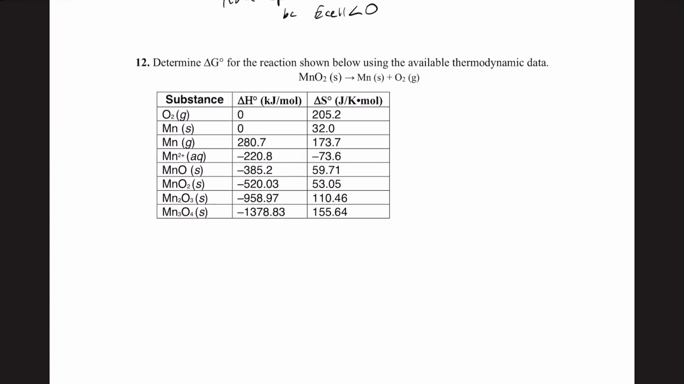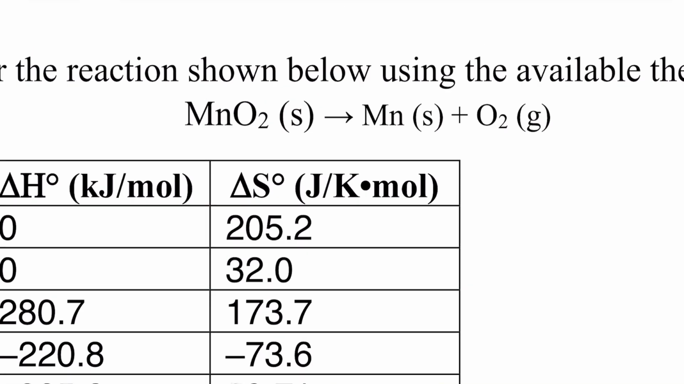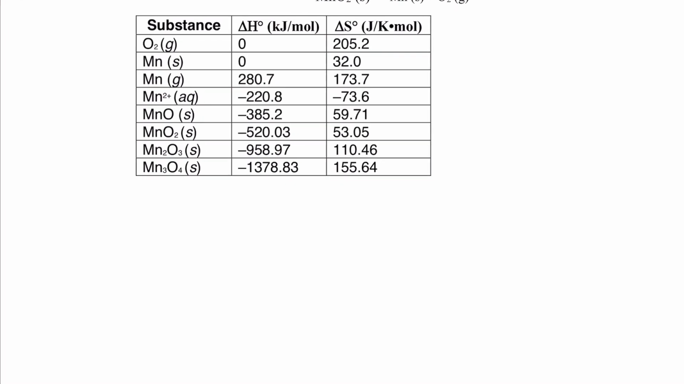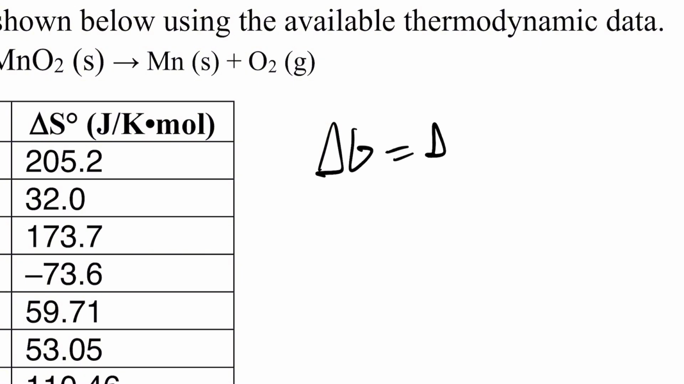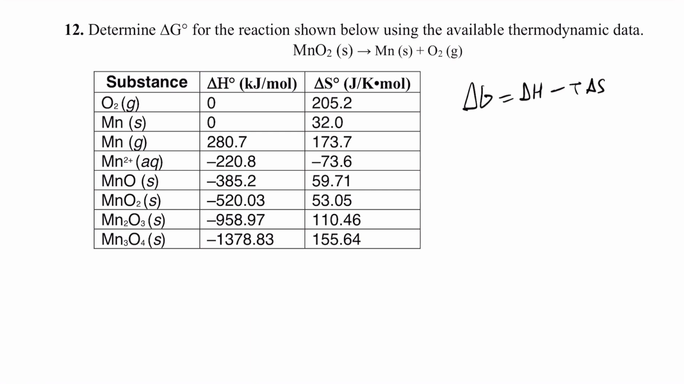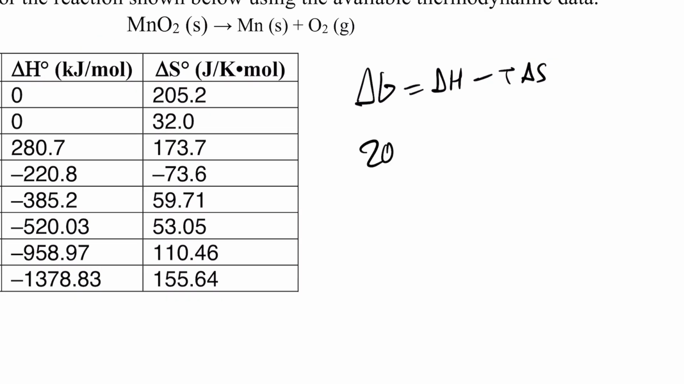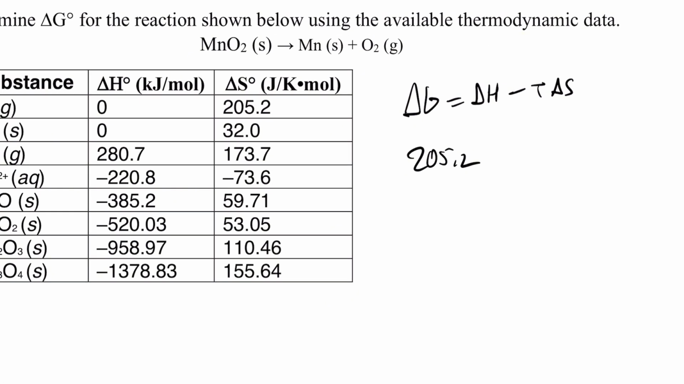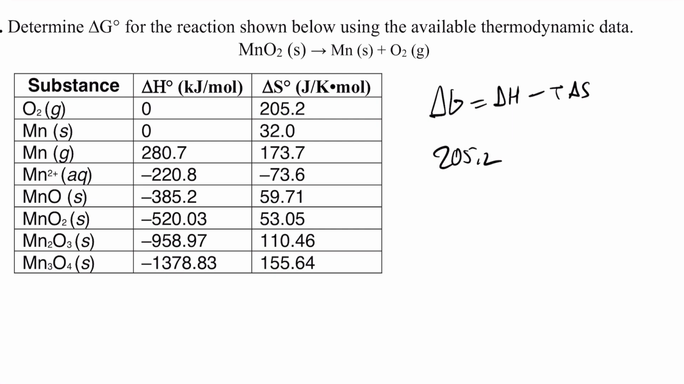Okay. Anyways, determine delta G for the reaction shown below using available thermodynamic data. All right, so this is a very simple one. We have to do delta G equals delta H minus T delta S. Let's do delta S first. Delta S is very self-explanatory. You got 205.2 for this. So products minus reactants for everything. So 202.5 plus 32, right?